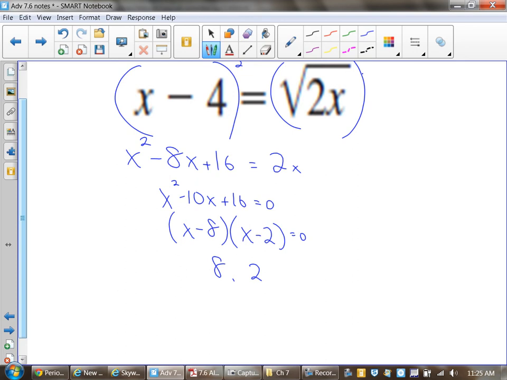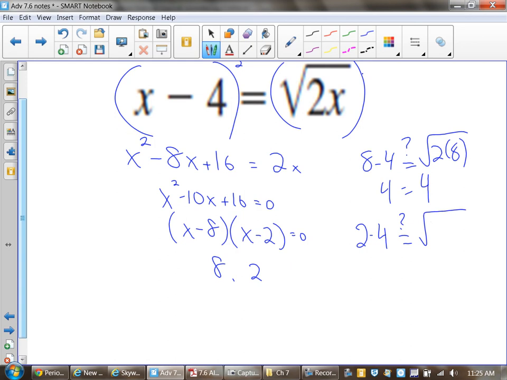We'll start with the 8. 8 minus 4, does that equal the square root of 2 times 8? Does 4 equal 4? Okay. Check the other one. Does 2 minus 4 equal the square root of 2 times 2? Does negative 2 equal positive 2? No. So what do I do with that solution of 2? Just cross it out.